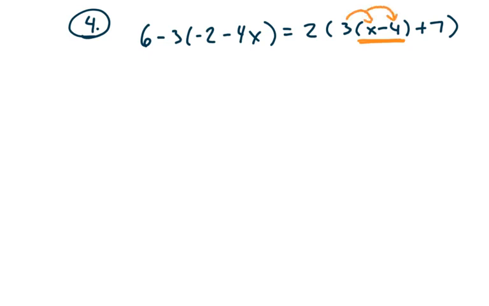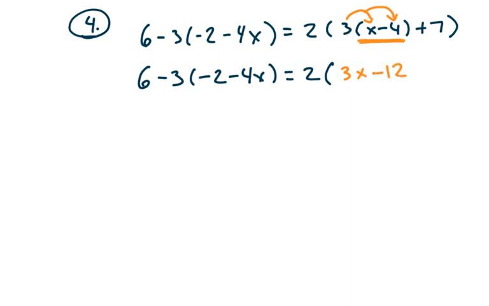So I'm going to distribute 3 in there. So that's going to leave me with 6 minus 3 times parentheses negative 2 minus 4x. Essentially, I'm just copying everything down except here, which gives me 3x minus 12. So 3 times x is 3x, 3 times negative 4 is negative 12, plus 7.